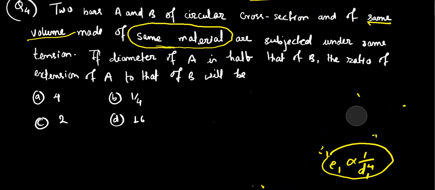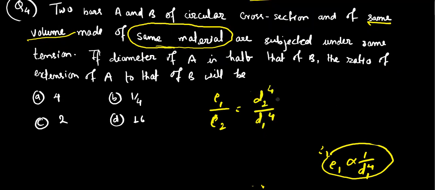Okay, so now we can easily write the expression as E1 is to E2 equal to D2^4 by D1^4. Now here it is given that the diameter of A is half of that of B. So this is the diameter of B, and here I'm going to write the diameter of A as half of the diameter of B, that means (D2/2) to the power 4.